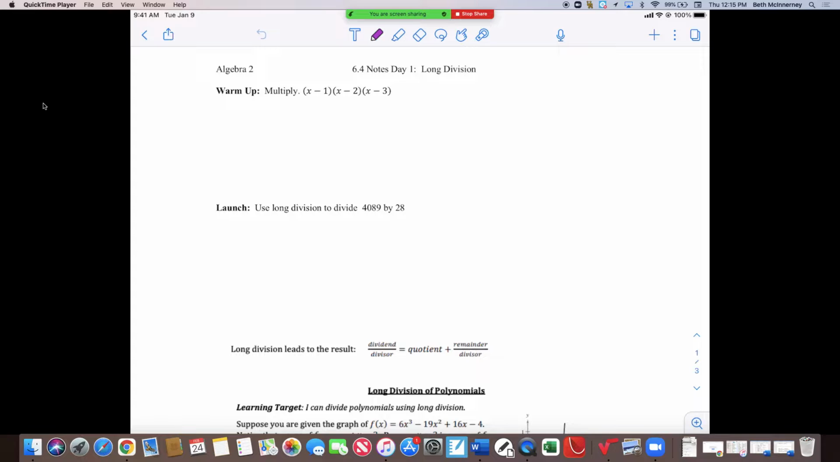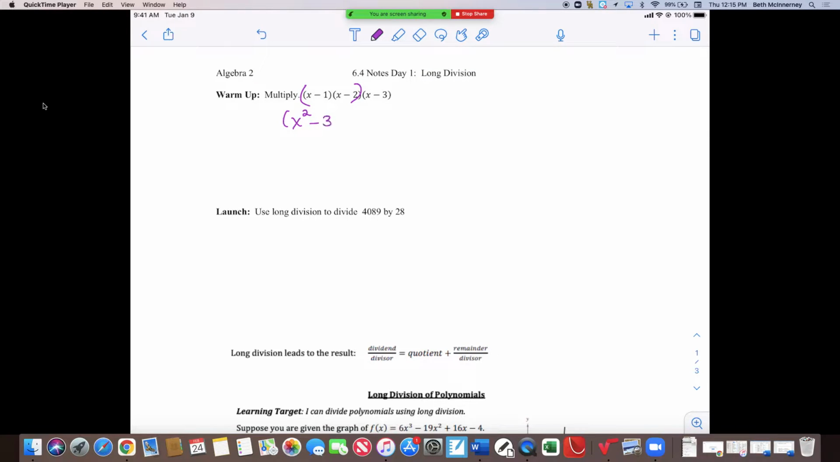So here we go. If I want to multiply, this is going to give me x squared, and I'm going to do the FOIL in my head. So it's going to be negative 2x minus 1x, which is minus 3x plus 2 times the x minus 3. Then I'm going to use the distributive property, and I'm going to use my math.